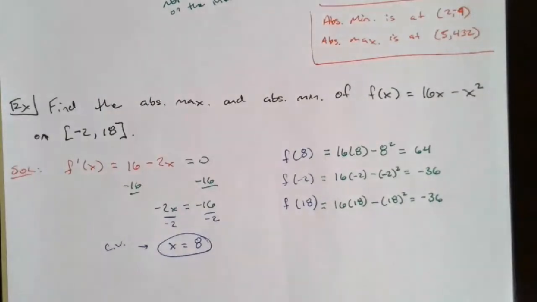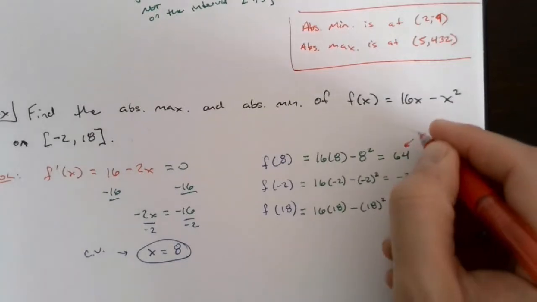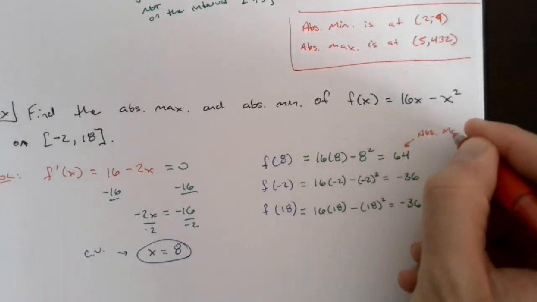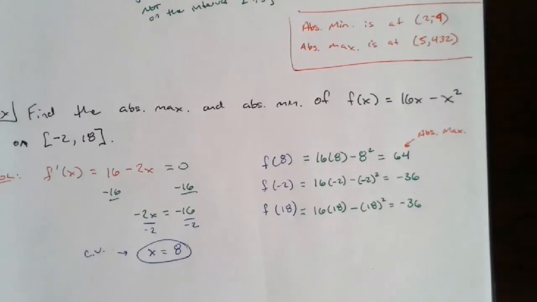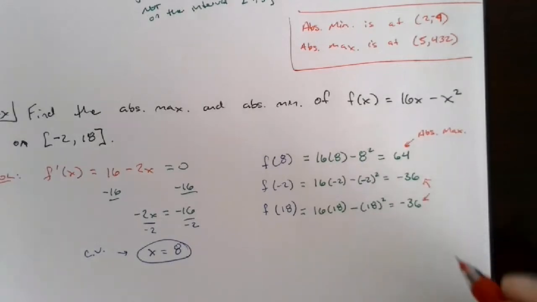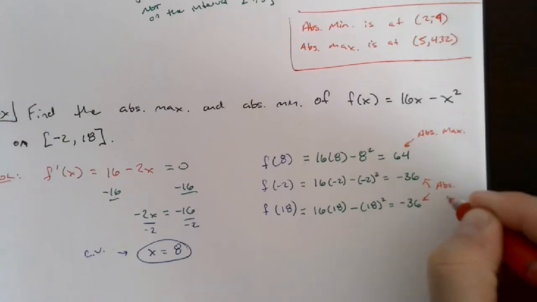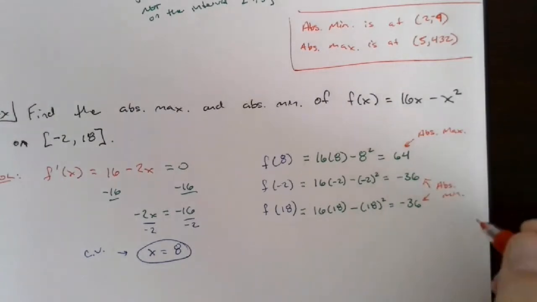So once you have that, remember the way you find absolute max and absolute min is the highest value you get is the absolute max. The lowest value you get is the absolute min. Well, what do we have? The highest value we have, well, we got 64. Alright, so this is our absolute max. The lowest value we have, well, it's a tie, right? Negative 36, and that's okay. You can have more than one that comes out the same, but since these are both the lowest value, this will be the absolute min.